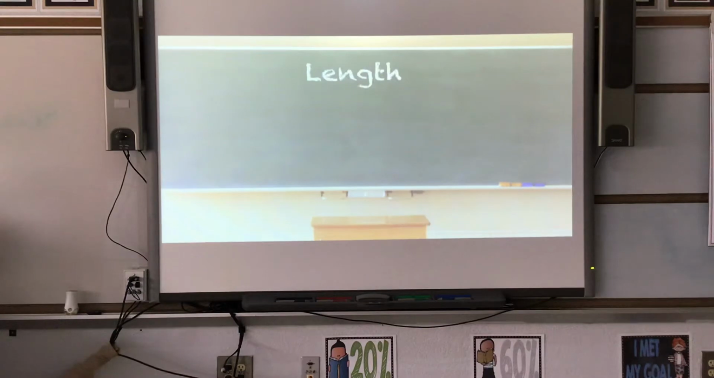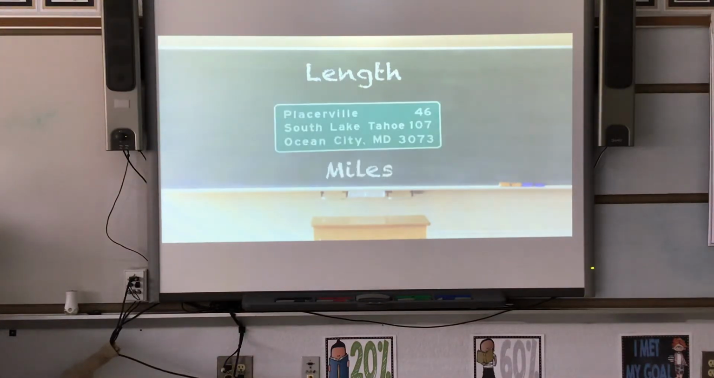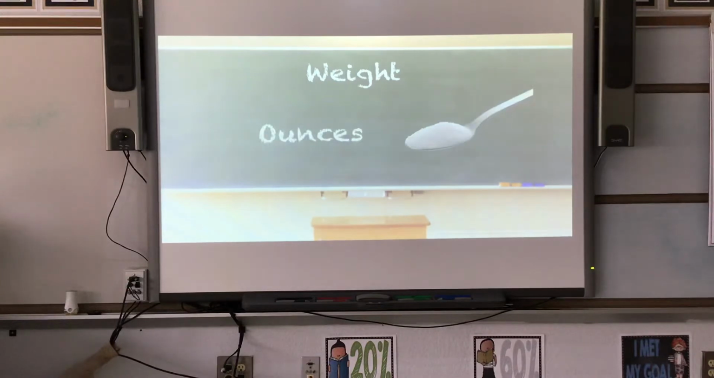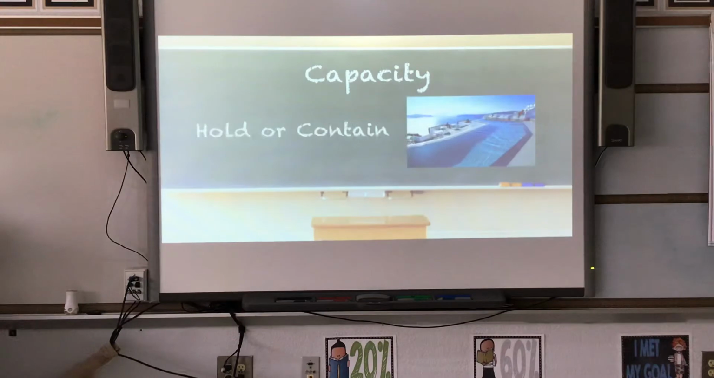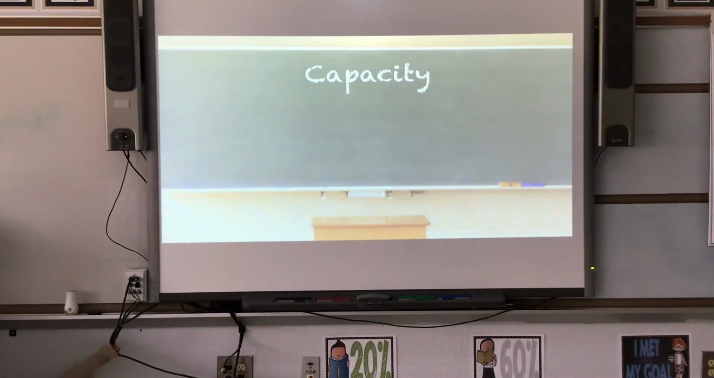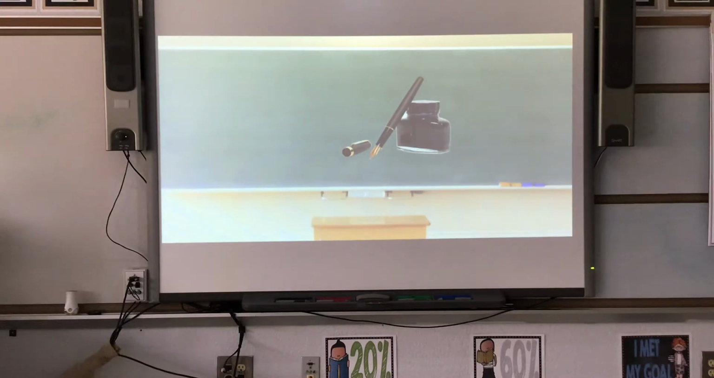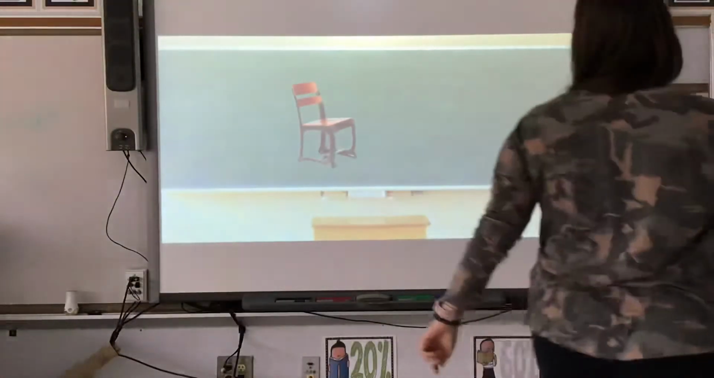Pour milk into it. Length is how tall, wide, or long something is. Other words related to length include width, height, and distance. Length is measured in inches, feet, yards, or miles. Weight is how heavy something is. Other words used for weight include mass, bulk, or heaviness. Weight is measured in ounces, pounds, or tons. Capacity is the amount something can hold or contain. The substance in a container can be liquids or solids. Other words used for capacity include volume, amount, and size. Capacity is measured in ounces, cups, pints, quarts, or gallons. Everything can be measured. The paper you are reading can be measured in inches. The ink in a pen can be measured in ounces. And the chair you are sitting in can be weighed using pounds.